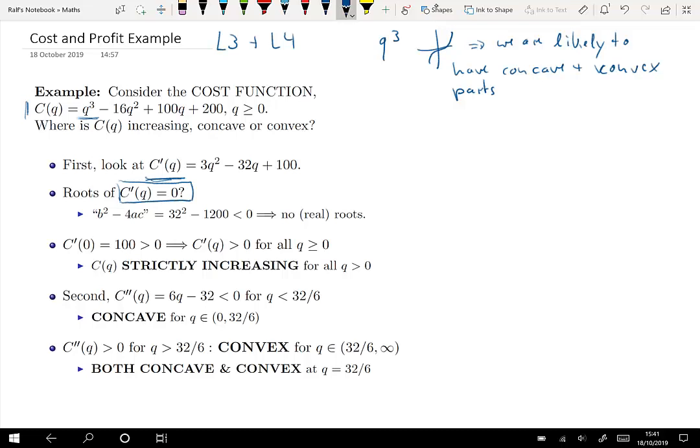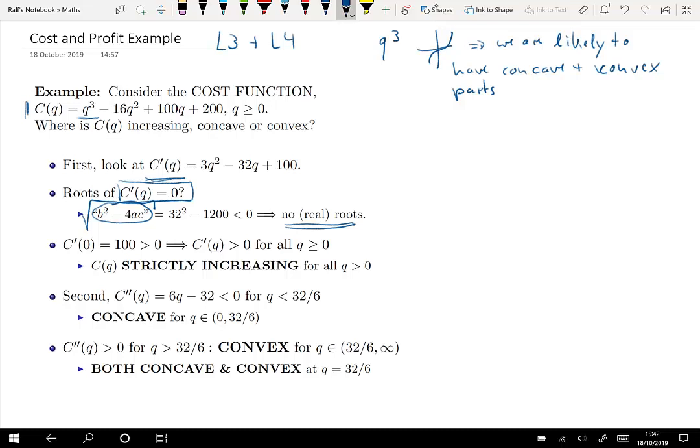So here's our first derivative, 3q squared minus 32q plus 100. When is that 0? You can of course try and solve that, but if you remember your solution formula for the quadratic equation, you possibly realize that there's a term of which you take a square root, and that term here would be 32 squared minus 1200. That is negative, and taking the square root of a negative number, you will realize there is no real solution.